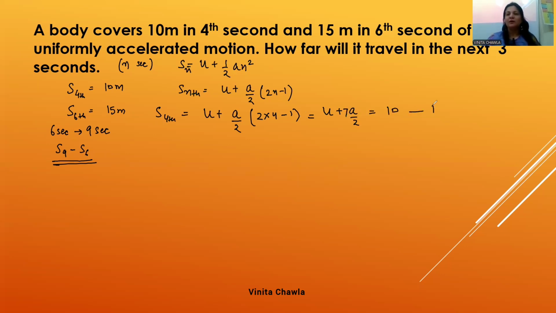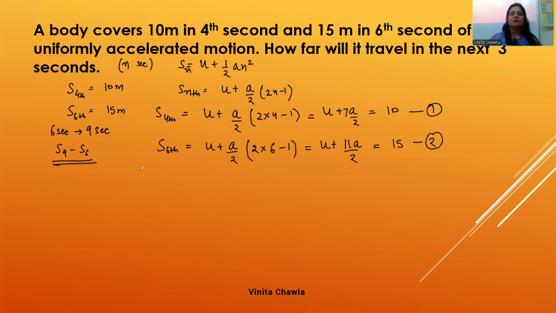Let this be 1. Similarly, we can write for the sixth second. For the sixth second, we have u plus a by 2 into (2 into 6 minus 1). So u plus 12 minus 1, which is 11. So u plus 11a by 2 is equal to 15. Let this be 2.